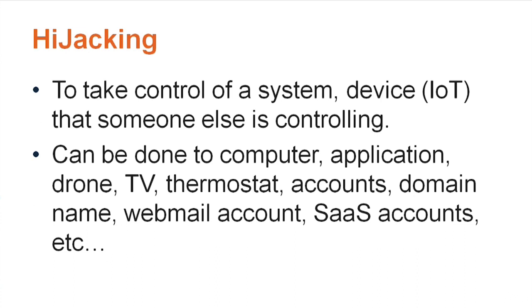Now we're going to discuss hijacking. Again, this is a generic term, and we're going to discuss how it relates to computer systems and ethical hacking. The definition is to take control of a system or a device, think Internet of Things, a toaster, a TV, whatever, that someone else is controlling. So just in case we didn't discuss that, IoT is Internet of Things, and it's smart devices that are connected to the internet. Think thermostats, televisions, refrigerators, microwaves, everything just about has some kind of a connection nowadays. Or if not, they will soon. Air conditioners, HVAC systems, everything.